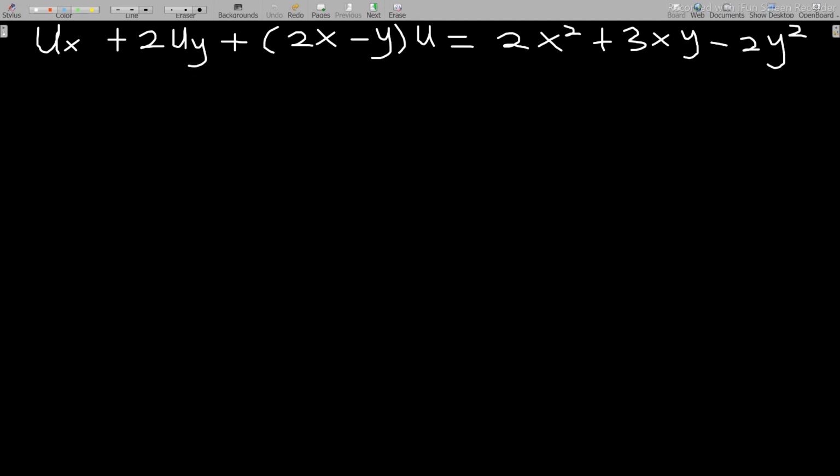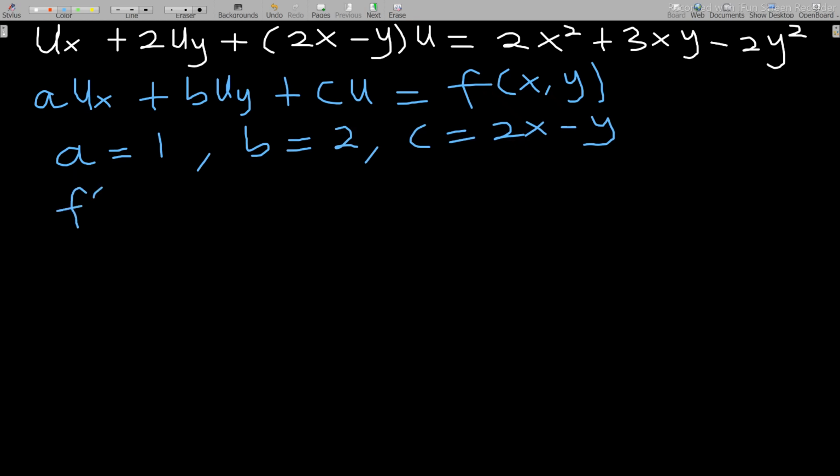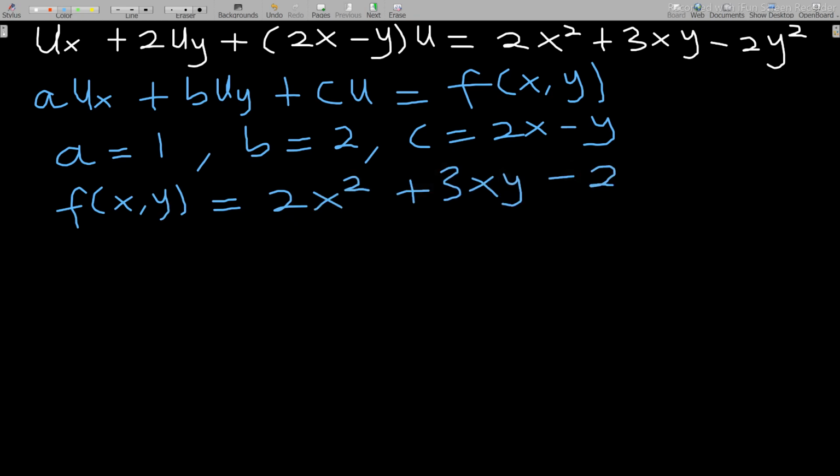Now comparing this to our general PDE that we wrote the formula for, we said that the general form was A u_x plus B u_y plus C u equals some f of x y. So here we know that our A is equal to 1, our B is equal to 2, our C is equal to 2x minus y, and our f of x y is now equal to 2x squared plus 3x y minus 2y squared.